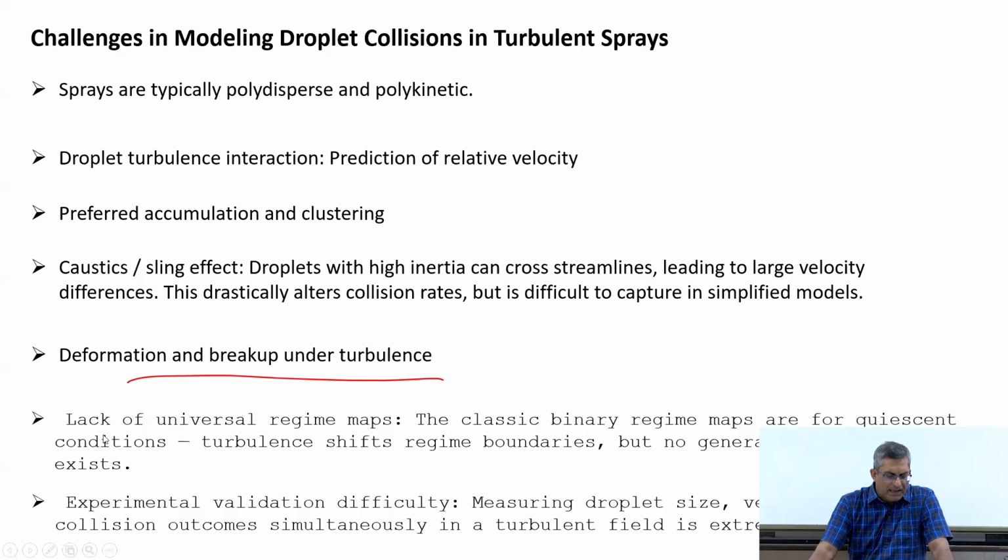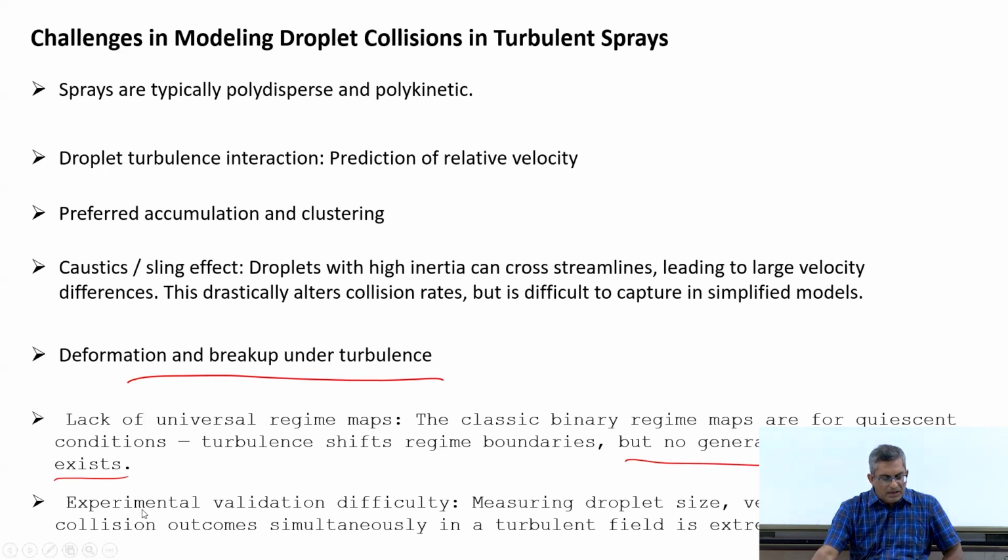And then, as I mentioned, the lack of universal regime maps. The regime map that I have shown is very useful and is still used for modeling, but these are for quiescent conditions. Turbulence shifts regime boundaries. Once you have a turbulent flow, the boundaries can shift. But unlike that case, we don't have a general turbulent map. The kind of regime map that I had shown earlier does not exist for turbulent flows.